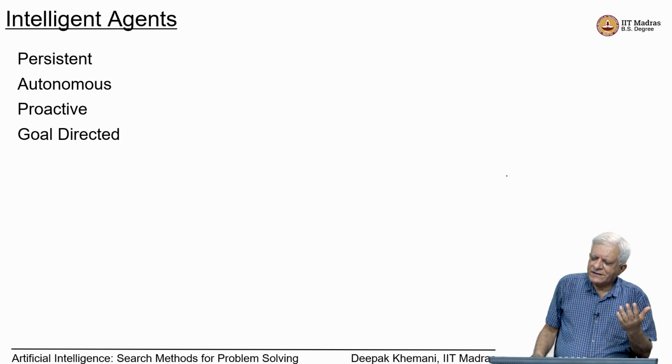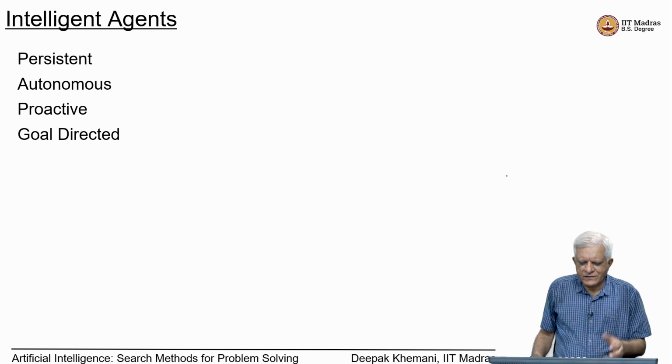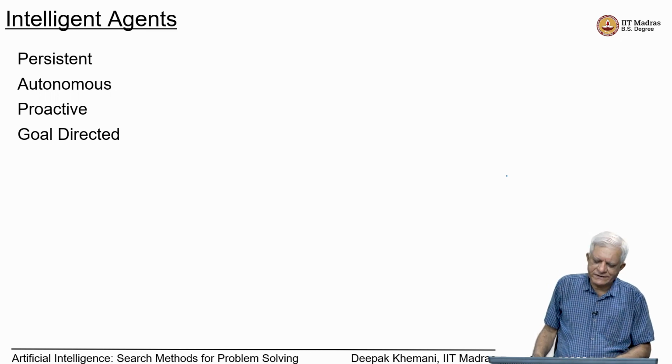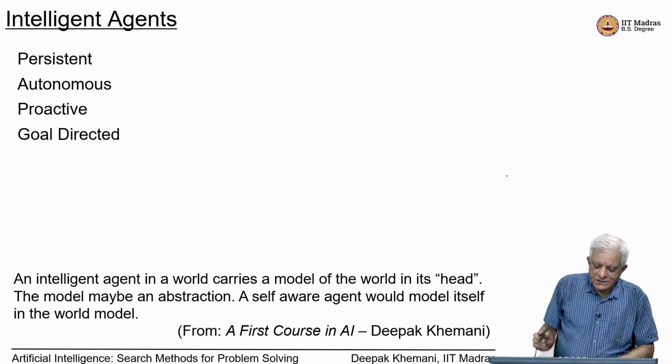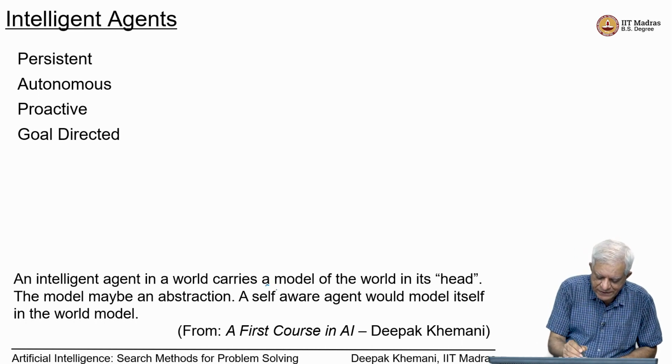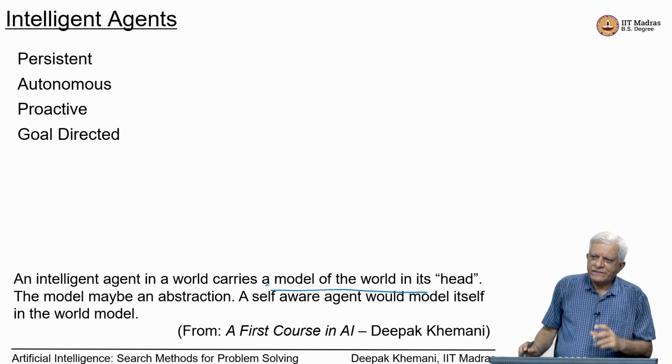In some sense, we can say that human beings are also agents. So, human beings would also fall in this class of agents, because we satisfy all these properties most of the time. Now, the first thing that an intelligent agent needs to do is to carry a model of the world in its head. If an agent is to act intelligently, it must have a model of the world it is operating in, and it does reasoning over that model. That is the first requirement.